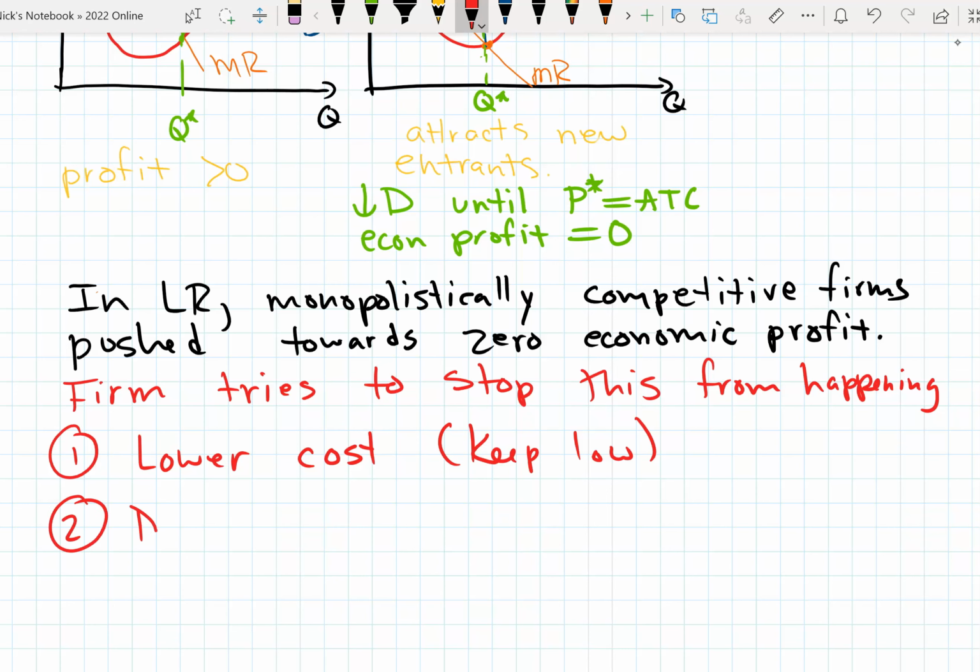But the second one, and more important in this market, is to differentiate their product. Okay, so this gives them a strong incentive to keep changing and improving their product. Okay, and so we'll come back in the next video and talk a little bit more about this differentiation.